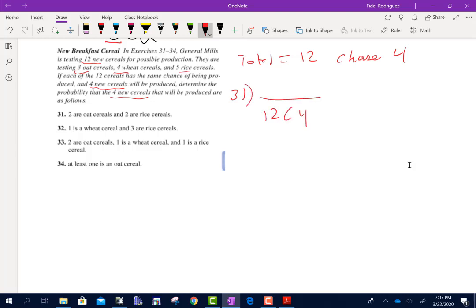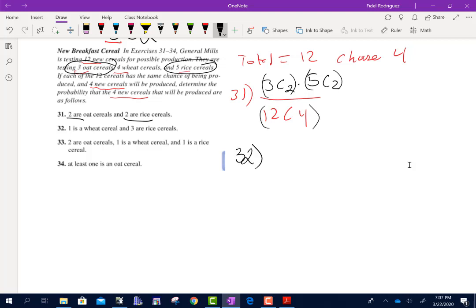12, choose 4. We want 2 oat and 2 rice. So there's 3 oat and there's 5 rice, and we want 2 of each. So it's going to be 3, choose 2, and 5, choose 2. Guys, I'm going to save the calculator work here for you because I think we've done enough of these so you can kind of get the idea. So I'll just write it out so that you at least know how to set them up.